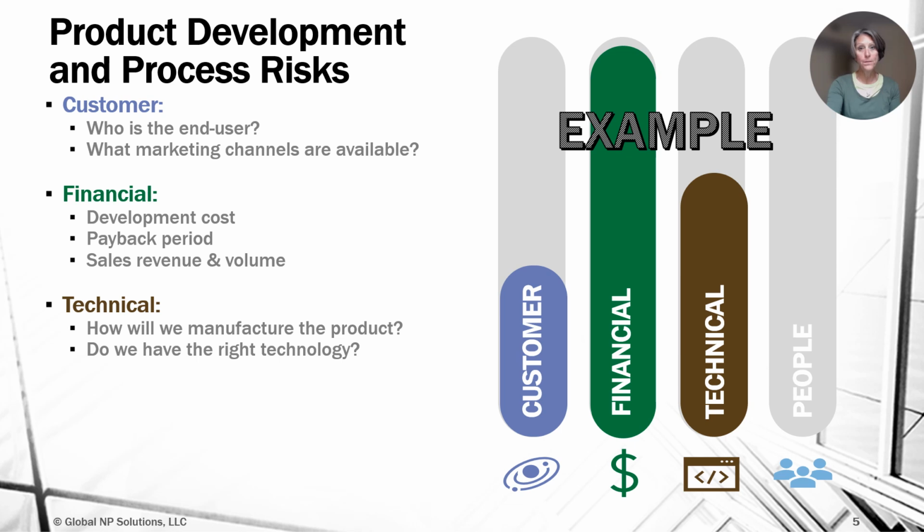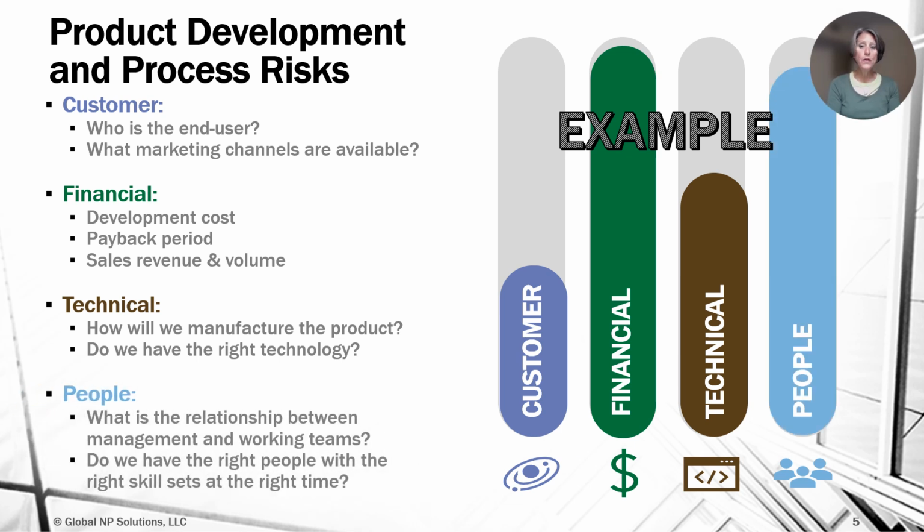and functioning? And then we want to talk also about the people risk. And in people, we talk about here between teams and management. Are the right people available at the right team with the right skill sets at the right time? And what is the relationship between management and that working team? Do we have contractors or gig workers? They can influence the success of our project as well.